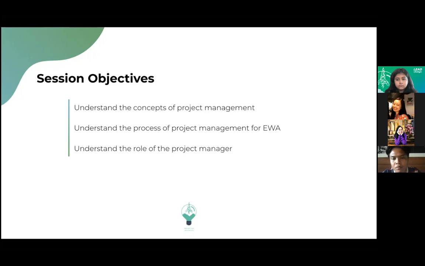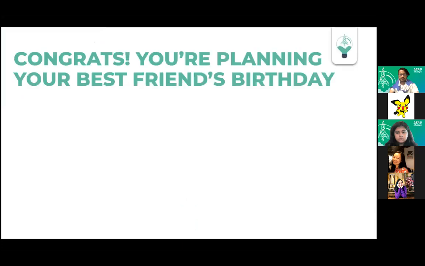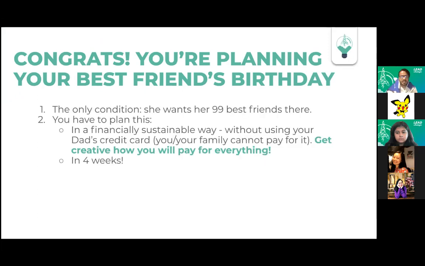Before we start, let's do a small activity. Brainstorm. Imagine that you're planning your best friend's birthday party. You have the responsibility of planning this birthday party. The only condition is she wants her 99 best friends there, and you have to plan this in a financially sustainable way. Without using your dad's credit card or your family, you cannot pay for it. You need to get creative on how you will pay for everything, and it's going to happen in 4 weeks.